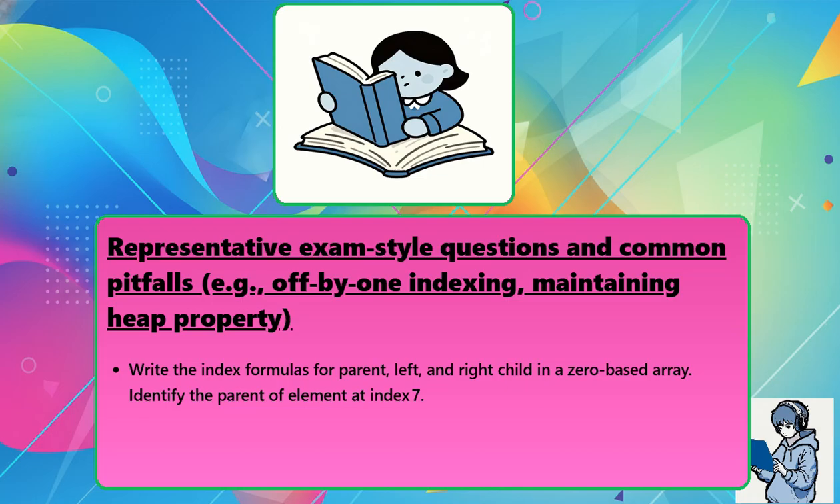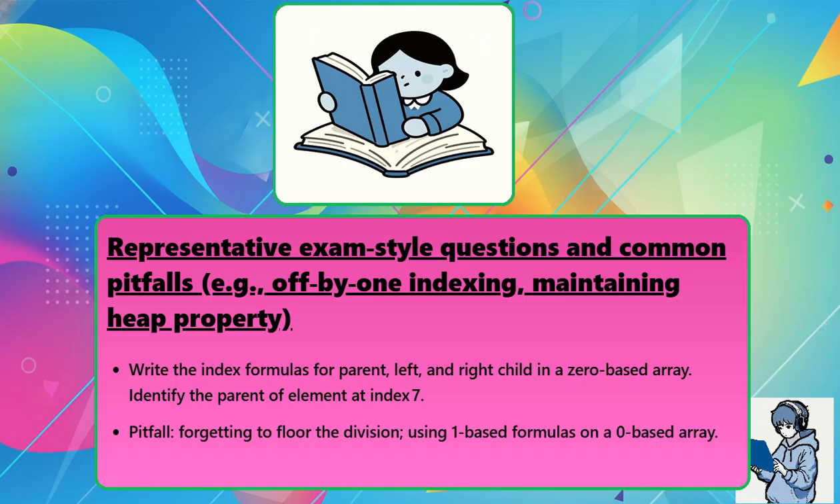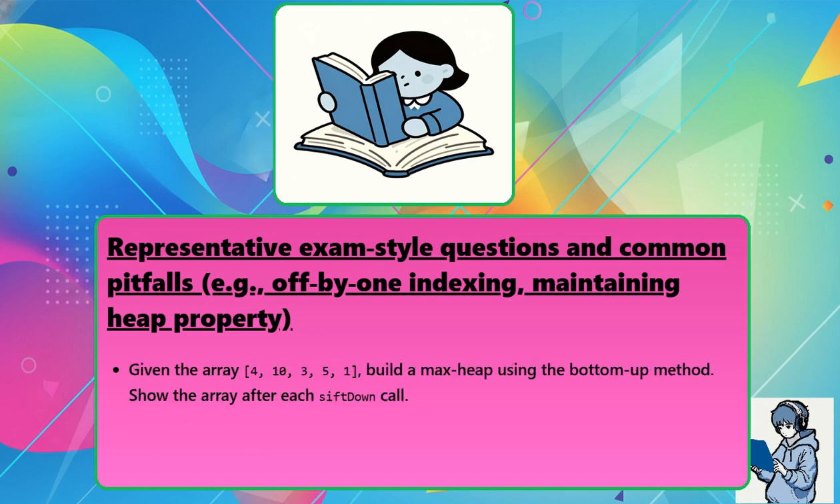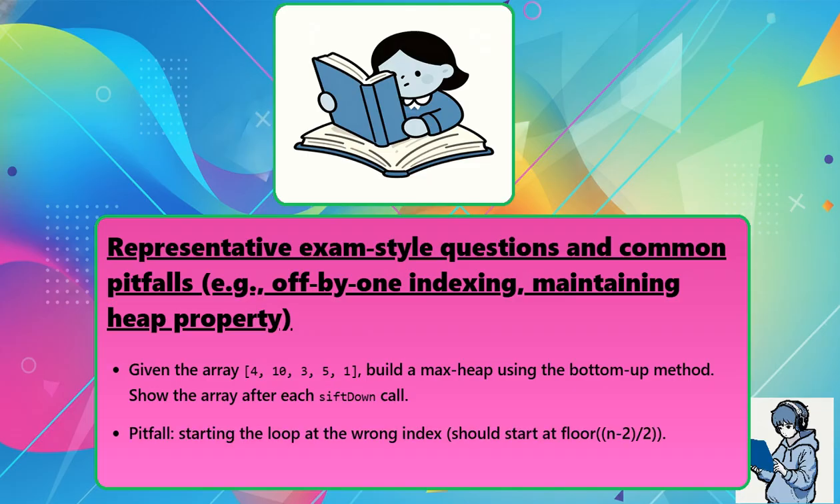Write the index formulas for parent, left, and right child in a zero-based array. Identify the parent of the element at index 7. Pitfall: forgetting to floor the division, or using 1-based formulas on a 0-based array. Given the array 4, 10, 3, 5, 1, build a max heap using the bottom-up method. Show the array after each sift down call. Pitfall: starting the loop at the wrong index. It should start at floor of (n-2)/2.